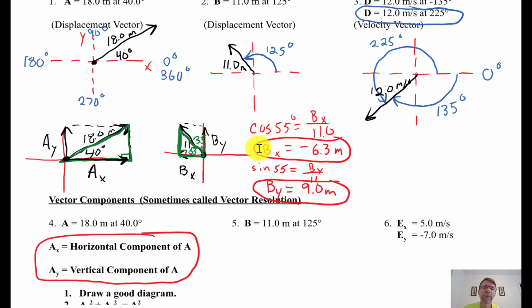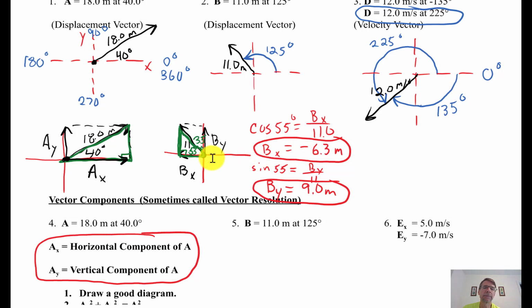And what you'll notice in my circled answer here, b sub x, is that I put the negative in there. The calculator did not give you that negative. How and when do you know to put a negative in your answer? Well, because that b sub x is pointing to the left, and left is negative. So that's why you have to remember to put that negative in there.